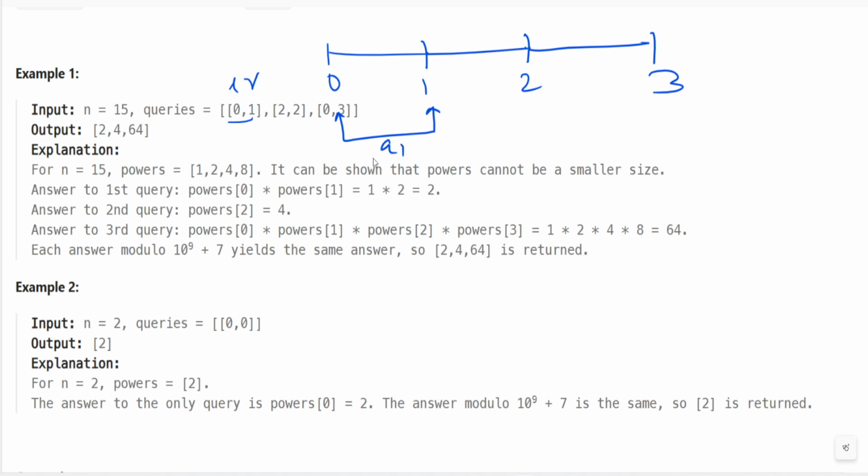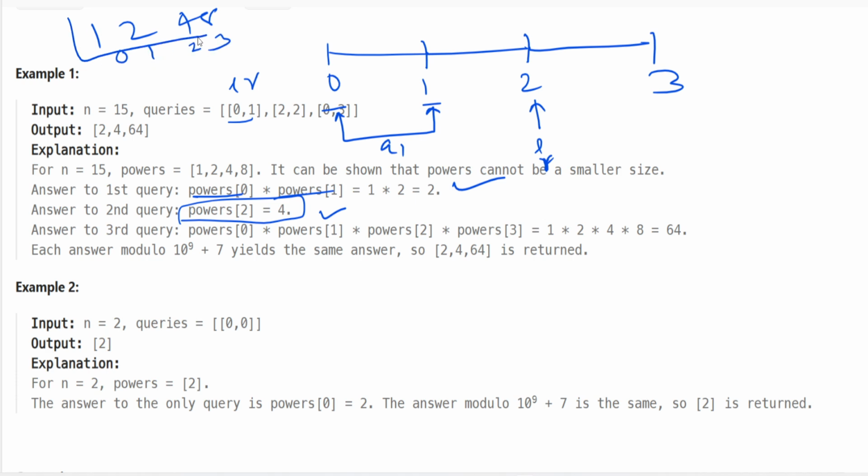So for query 1, we have to multiply both at left and right, both. We'll multiply 1 into 2. But when the query written has left and right both at one place, we'll just take the power from 1 into 2, because the range is only one place, left and right both at one place. So we'll just take what we have, 4. Our power array is 1 2 4 8, indexes 0 1 2 and 3, like an array. So we'll only multiply with this 4.